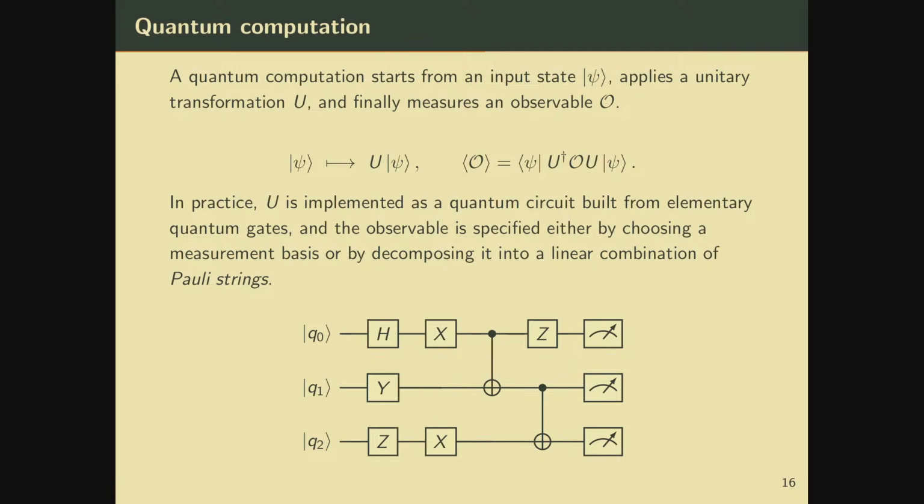Okay. So at the end of this collection of elementary gates, we have a new quantum state, and we perform a measurement in some basis, which corresponds to the observable here. So again, if you're not familiar with quantum computing in this formalism, but I hope some of you have already met this, you can think of this gate as the quantum analog of the logical gate in classical computation.